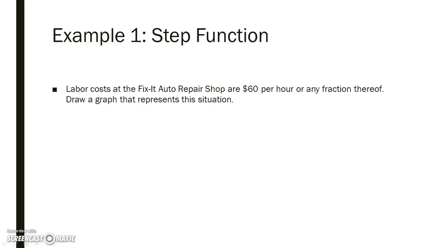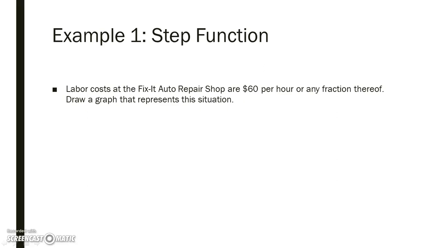Okay, example 1, our step function. Labor costs at the Fix-It auto repair shop are $60 per hour, or any fraction thereof. So draw a graph that represents the situation. So we're going to start with the total labor charge must be a multiple of 60. So the graph will be the graph of a step function. If the time spent on the labor is greater than 0 hours, but less than or equal to 1 hour, then the labor cost is $60. If the time is greater than 1 hour, but less than or equal to 2 hours, then the labor cost is $120, and so on.